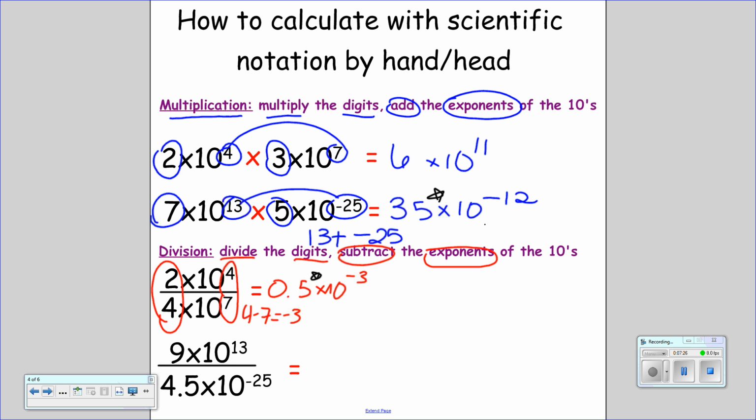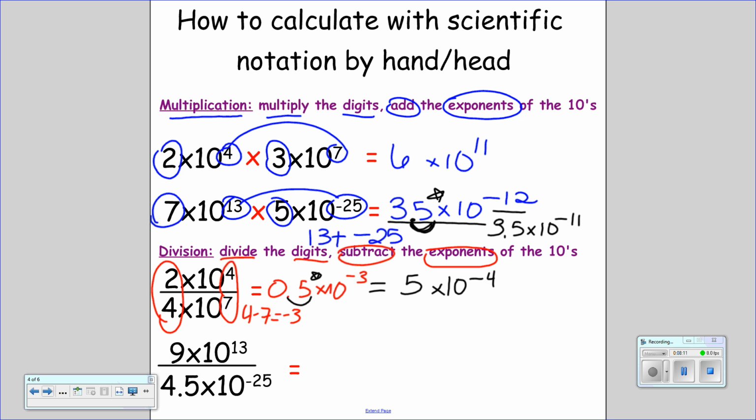So if I have 35 times 10 to the negative 12, I need to move my decimal place from here to here. Okay? So I'm making my number smaller, which means I must make my exponent bigger. So that's 3.5 times 10 to the negative 11, because I made my exponent bigger, more positive. Okay? This 0.5 down here becomes 5 times 10 to the, okay, so I made my number bigger, so my exponent must be made smaller, so that's negative 4.